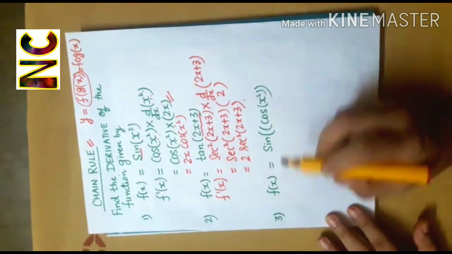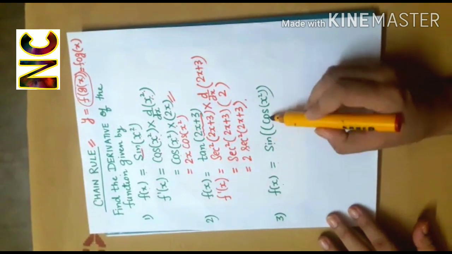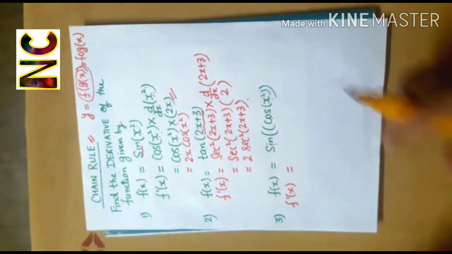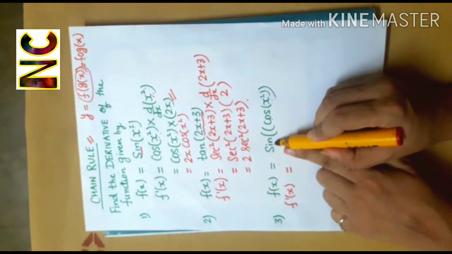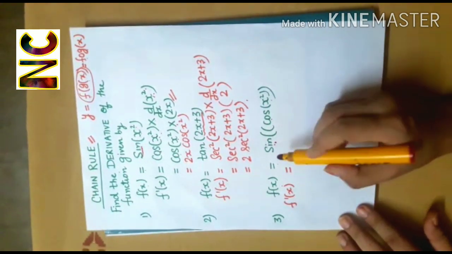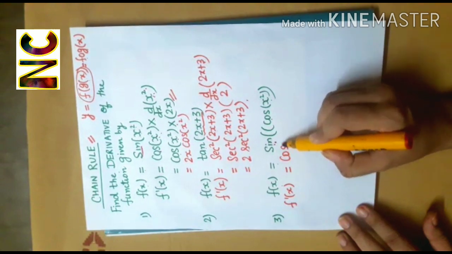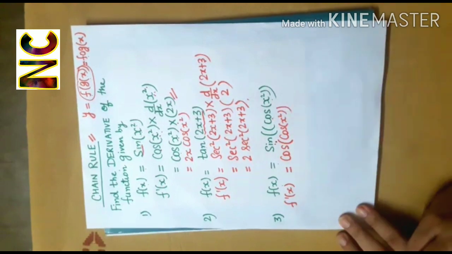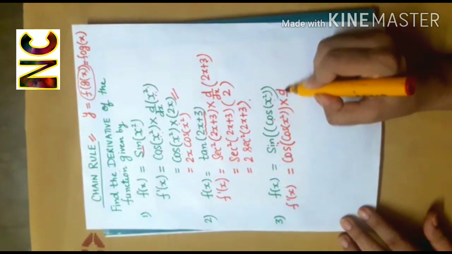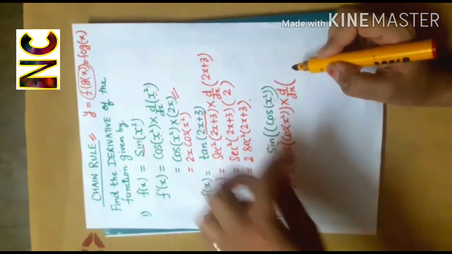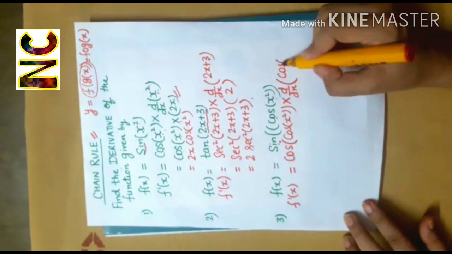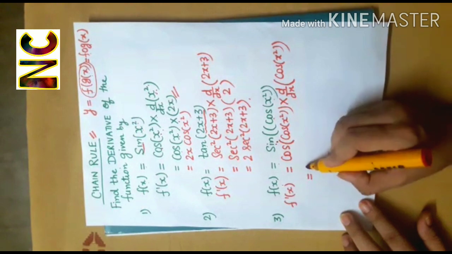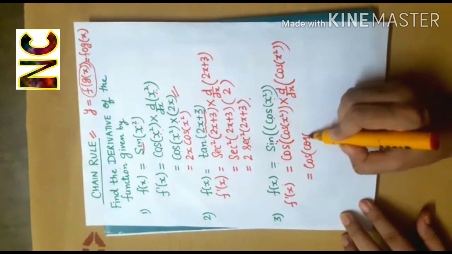Let's take another example. f(x) is equal to sin(cos x²). I have to compute the derivative of this. So the outer function is sine. First I'll compute the derivative of the outer function, which is cos, and do not change the inner function, multiplied by the derivative of the inner function, which is cos x². Right? Now this will be equal to cos(x²).